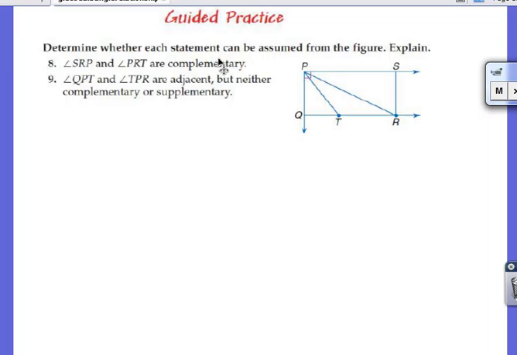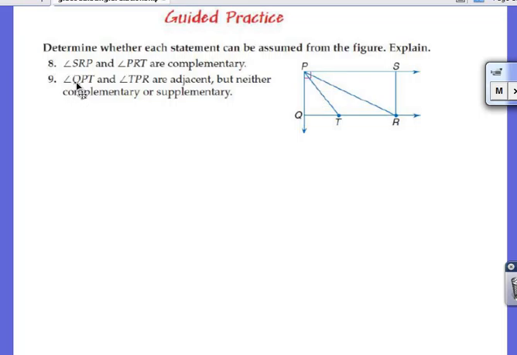What's complementary? Let's go with SPR and RPQ. That's complementary. But not SPR and PRT. No, PRT is here. That's no. You're going to learn later that if PS and PQ are parallel, then those two angles they're referring to are technically alternate interior, but we're not going to talk about that now. That's at a later date. So just keep that in mind. Later we're going to learn alternate interior, but that's not right now.